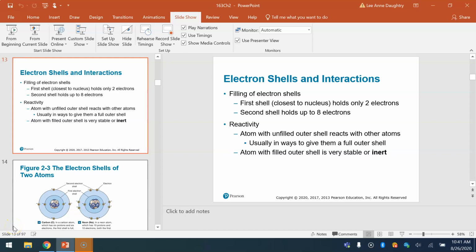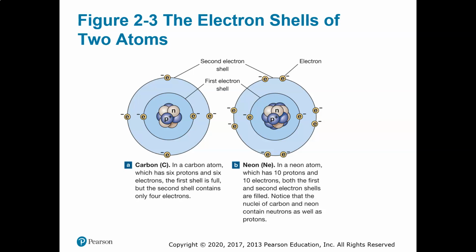This is part two of the chemistry chapter 2, and we left off here. This is the next slide after the one that we left off with in the first lecture. What you're looking at here is the electron shells of two different atoms. The first one is carbon, picture A, and then picture B is neon.